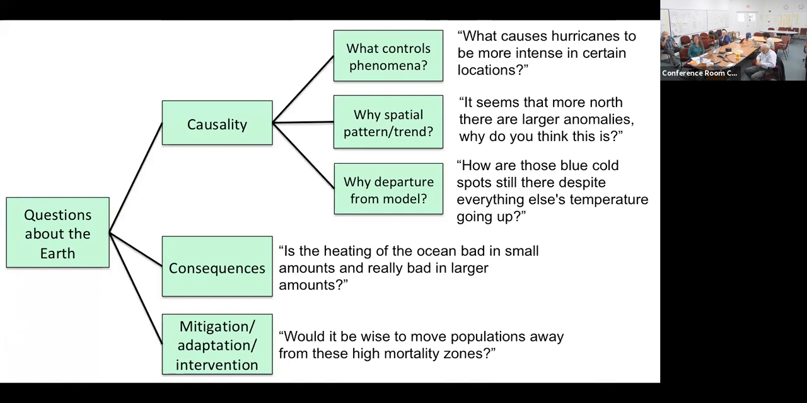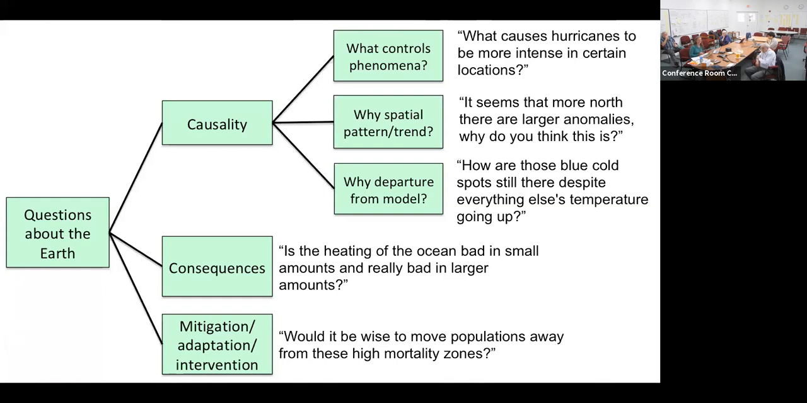So an example would be, how are those blue cold spots still there despite everything else's temperature going up? So we had to read between the lines, as we often did, to infer that this student had the idea that we're experiencing global warming and therefore everything should be warming. And so they're saying, well, I thought everything would be warming. My mental model was everything would be warming. Why am I seeing in the data empirical locations where things are getting colder rather than warming?